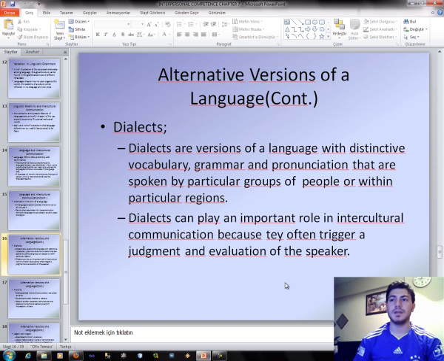Dialects. Dialects are versions of a language with distinctive vocabulary, grammar, and pronunciation that are spoken by particular groups of people or within particular regions. Dialects can play an important role in intercultural communication because they often trigger a judgment and evaluation of the speaker.